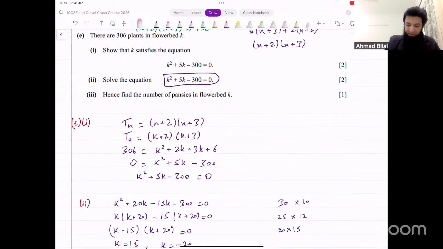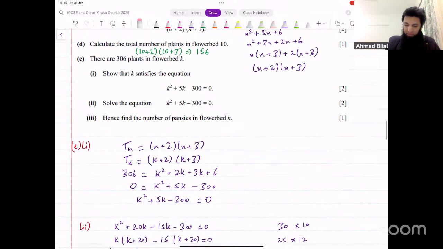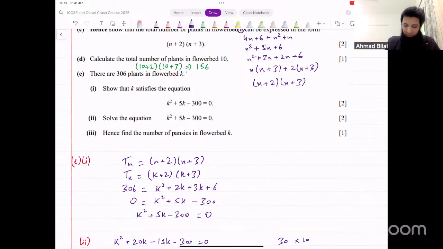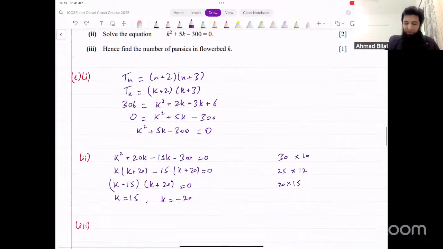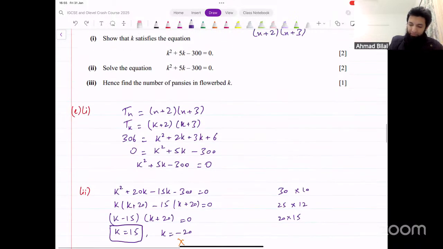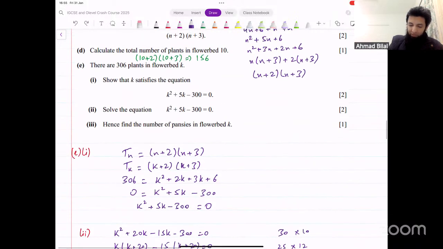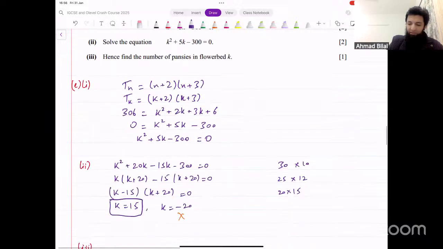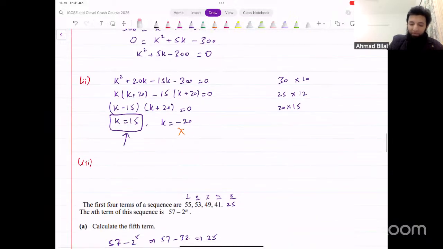Okay, I'm just looking at the context again. K satisfies this equation, and we have to solve this equation. Okay, that's fine. So I misunderstood the last part. So that was fine. Let's look at the last part. Now it says, hence find the number of pansies in flower bed K. Now, what's the flower bed K? It's the flower bed in which there are 306 plants, and the value of k is 15 that we found.